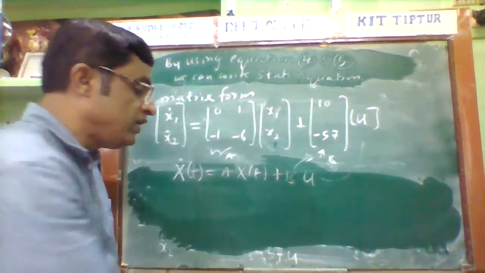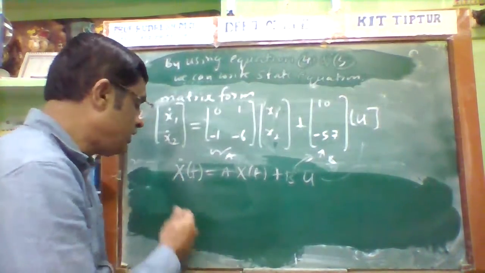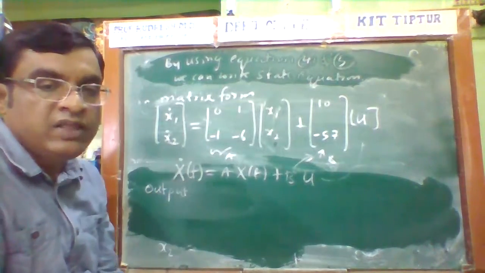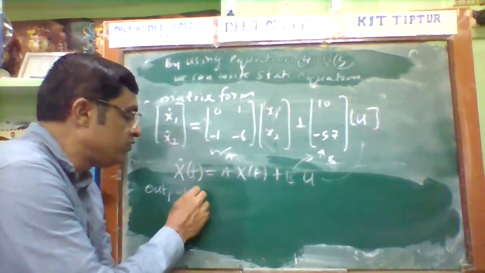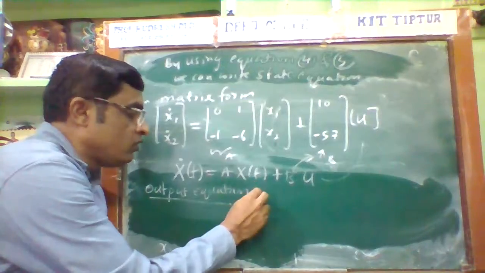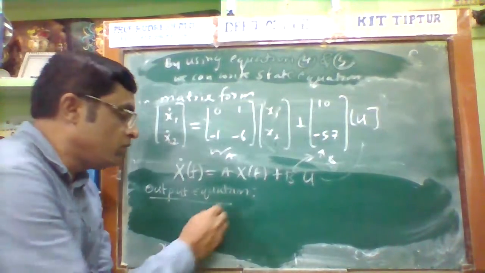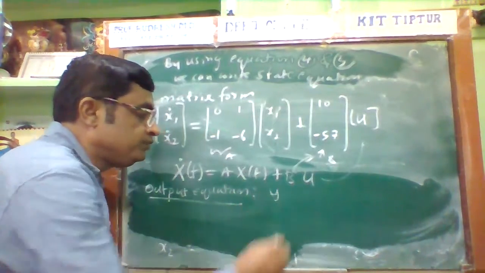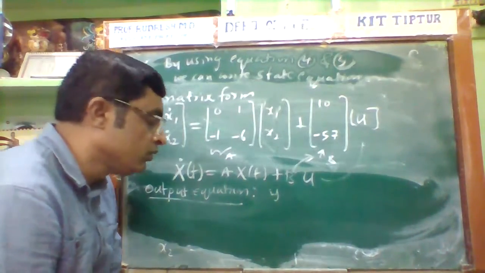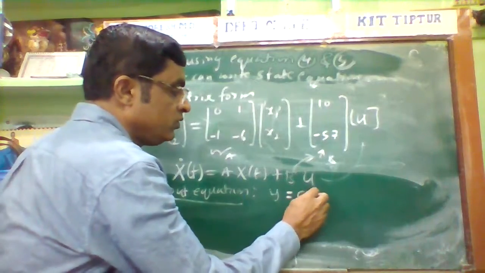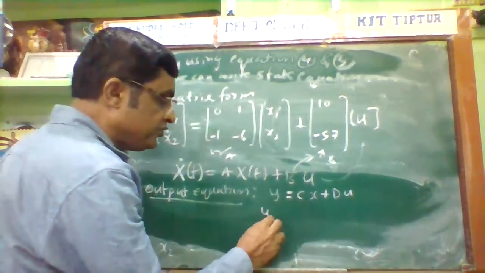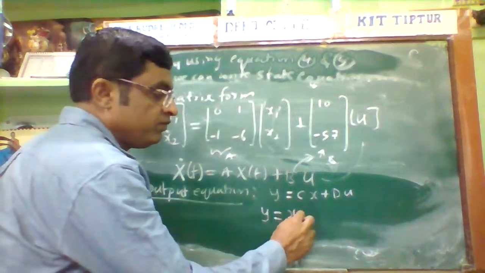Similarly, we need to write down the output equation. What is the output equation? The state model is nothing but the output equation and the state equation together. So the output equation is y is equal to Cx plus Du. In this form I should write it, but I have assumed y is equal to x1.